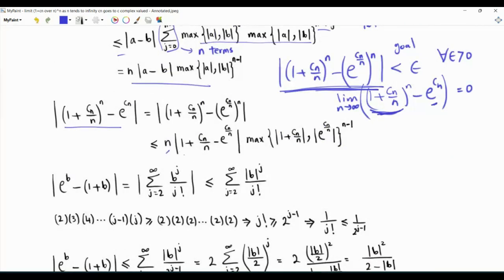Now to proceed, we need an upper bound on this quantity. The magnitude of a complex number is the same as the magnitude of its negative. And so we are interested in something in this form: the magnitude of e to the b minus 1 plus b, with b being Cn over n. So we are interested in obtaining an upper bound on the magnitude of this difference, where b is a general complex number.